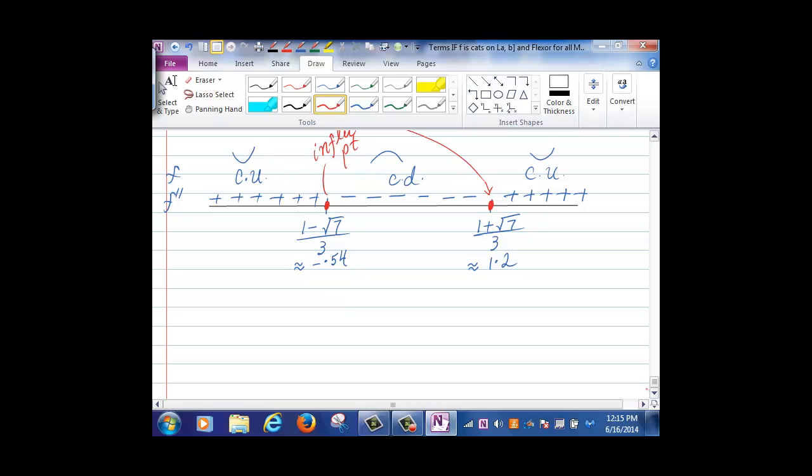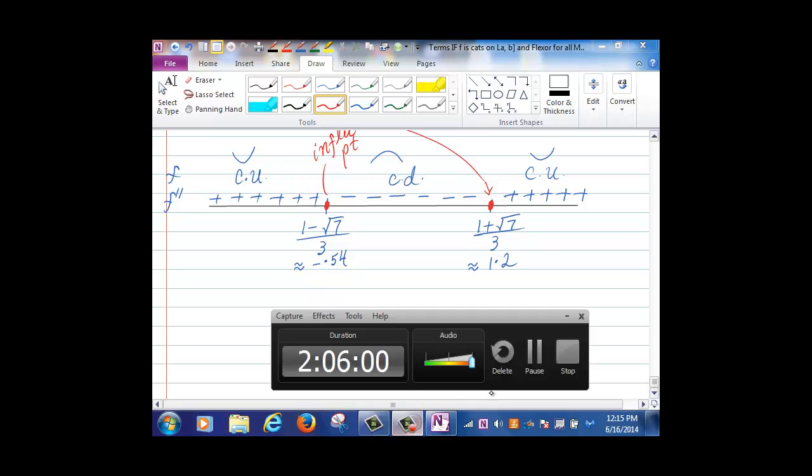So that example is done there. Is everybody clear on what we mean by the inflection points? Everybody is okay with that? All right, I'm going to take a 1 minute break.